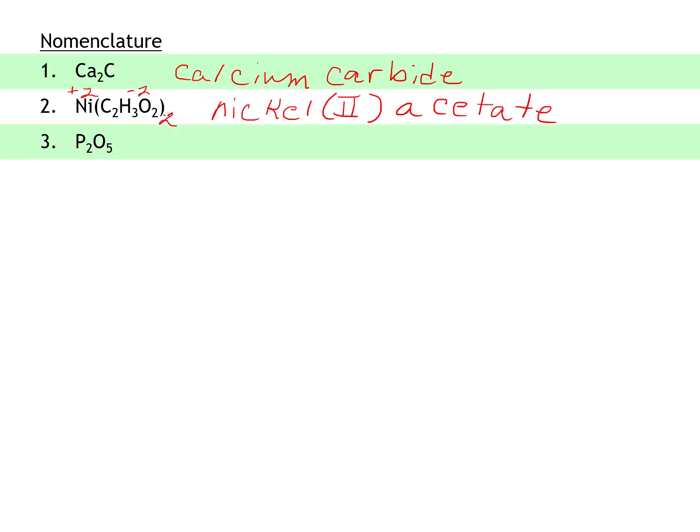On to the next one, P2O5. So both phosphorus and oxygen are nonmetals. So that means we get to use the prefixes. So diphosphorus pentoxide, because penta is 5.